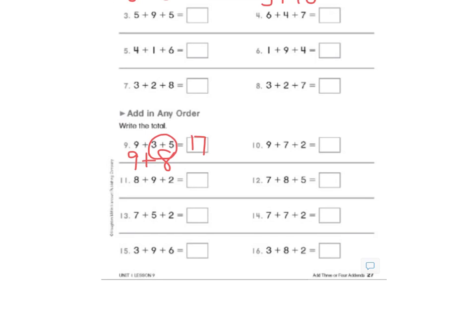Okay. Number 10, I'm going to look for a tens number. I don't see a tens number, but I do see 7 plus 2. And I have 7 plus 2 is 9, and this would make a doubles. So I can do 9 plus 9, and I know that's 18. So go ahead and do 11 through 16, these next couple of questions, and see if you can figure out a way to add them by finding a 10, or finding doubles, or doubles plus 1, or doubles minus 1, and then put your total in the box.